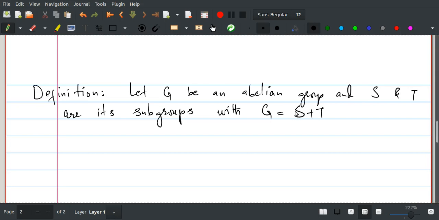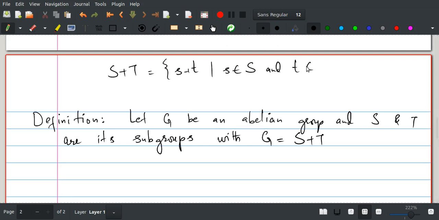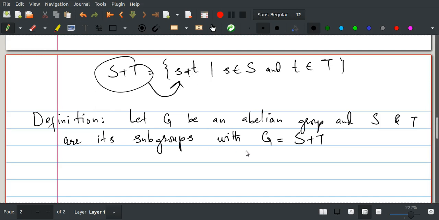Now this S plus T is the set which contains elements of the form little s plus little t, where this little s is in this big S and this little t is in this big T. So here it is given that G is of the form S plus T, that is, every element of G can be expressed as the sum of an element in S and an element in T.